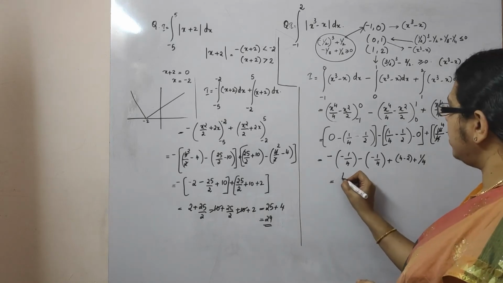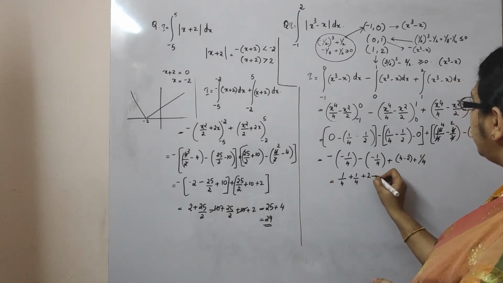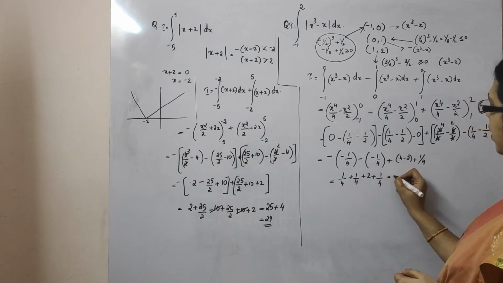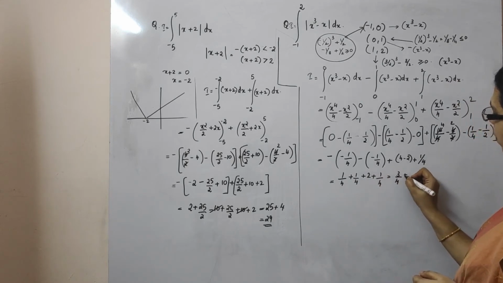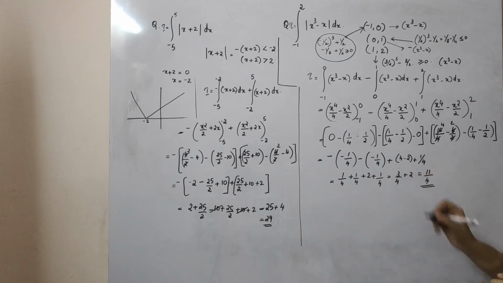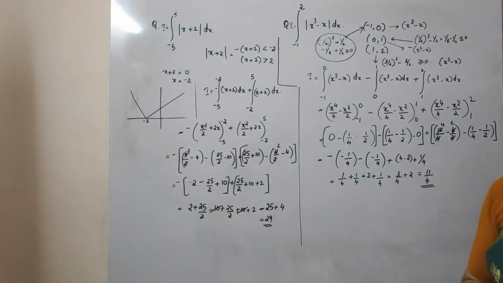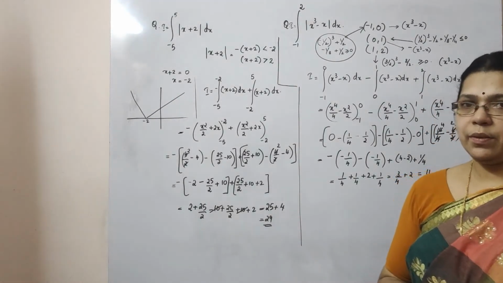This gives me, this is 1 by 4. This is 1 by 4. This is 2 here plus 1 by 4. That is 3 by 4 plus 2, which is 11 by 4. Cross multiply. 8 plus 3, 11 by 4. So this is how I do the integral of the modulus function when it is of the form x cube minus x into dx. Okay?